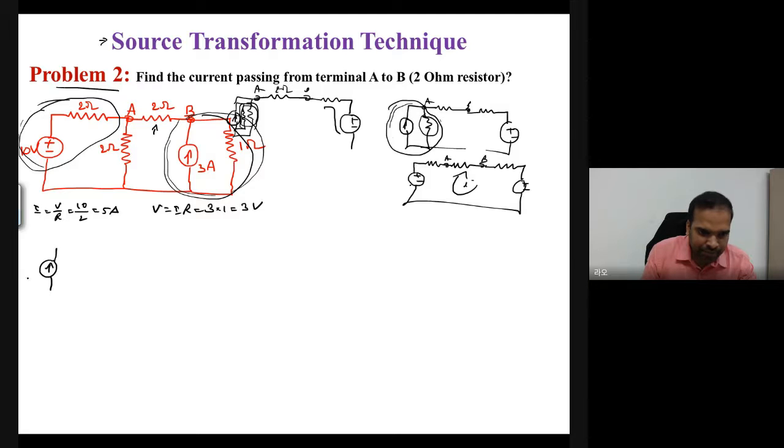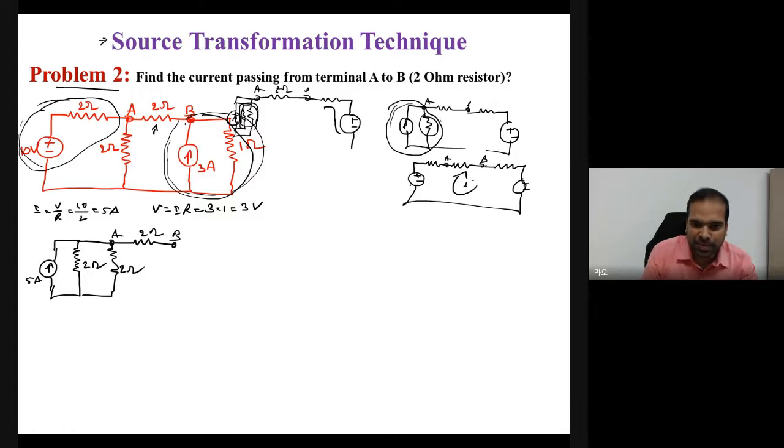Now the current source is 5 ampere. This particular resistor will come in parallel with the current source, so the same value, 2 ohm. Now you have another resistor of the same value, this is also 2 ohm. Now this is terminal A and B, so you should not change the resistance here between terminal A and B. This is 2 ohm.